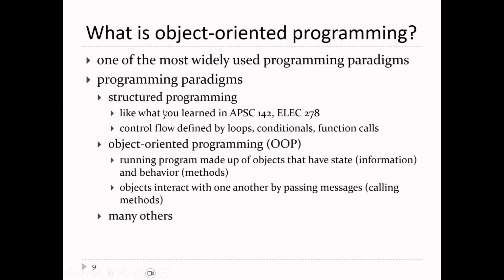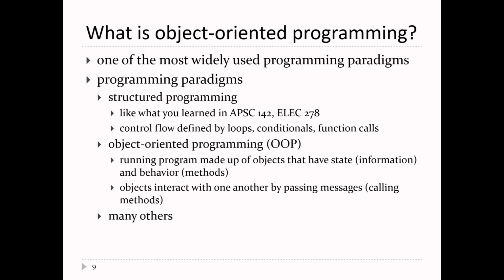All right, so structured programming or procedural programming, that's what you learn in AppSci 142 and Elect 278. You've got loops, you've got if statements, you've got functions, and that's more or less all that you have. In object-oriented programming, your program is made up of these things called objects, which is why it's called object-oriented programming. Your objects contain the information that your program is using, so they have what's called state. And all of your objects also have methods, which are basically just functions. But the methods operate on the data that the objects have.